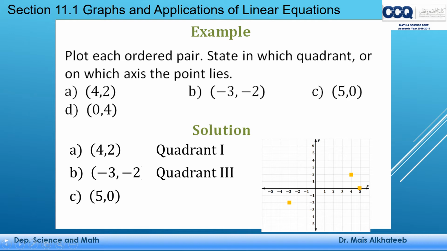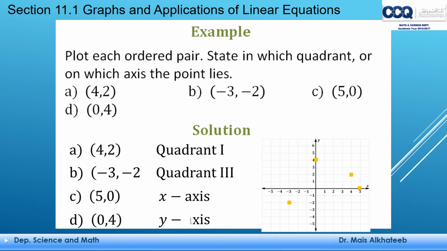(5, 0). I have no y here, so the point lies on the x-axis. Now what about the fourth point? The fourth point is (0, 4). This point lies on the y-axis.